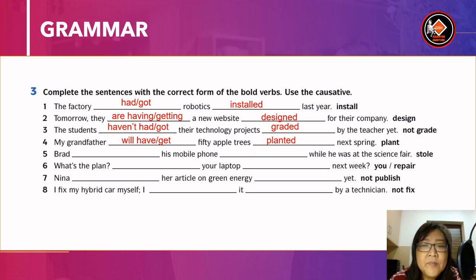Number 5: Brett his mobile phone while he was at the science fair. So the word given is stole. Brett had his mobile phone stolen while he was at the science fair. Number 6: what's the plan? Your laptop next week. Are you going to have or are you going to get your laptop repaired next week? Number 7: Nina, her article on green energy yet not published. So Nina hasn't had or hasn't got her article on green technology published yet.